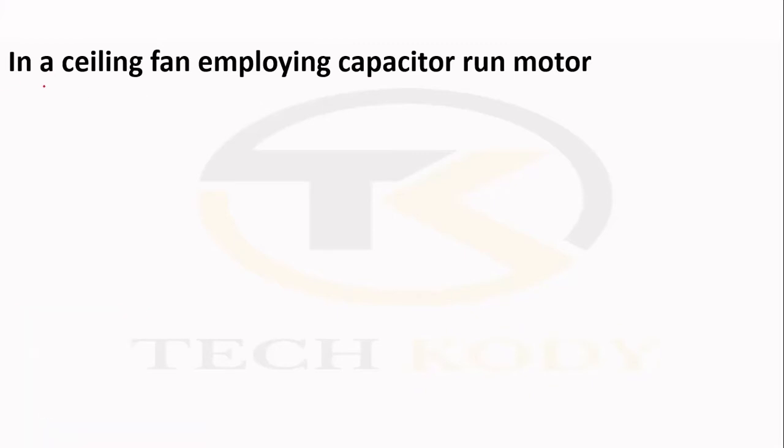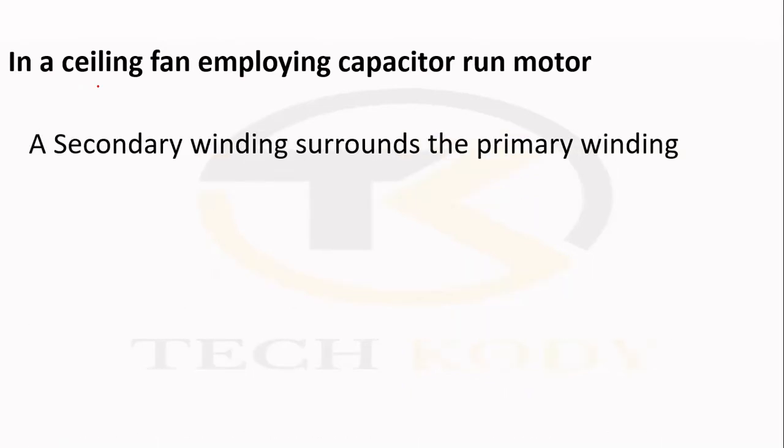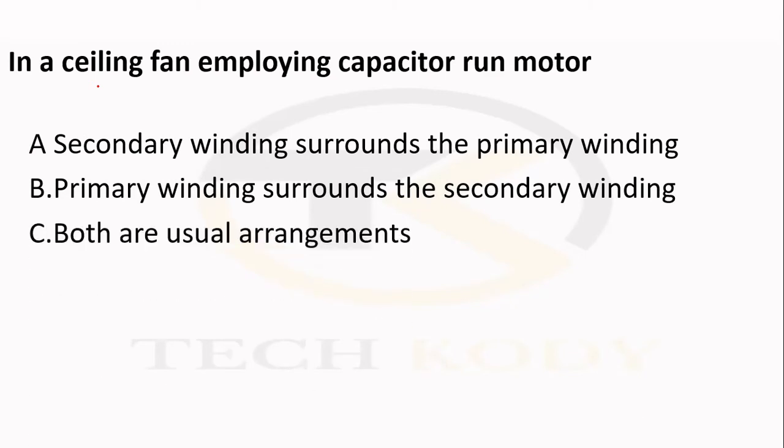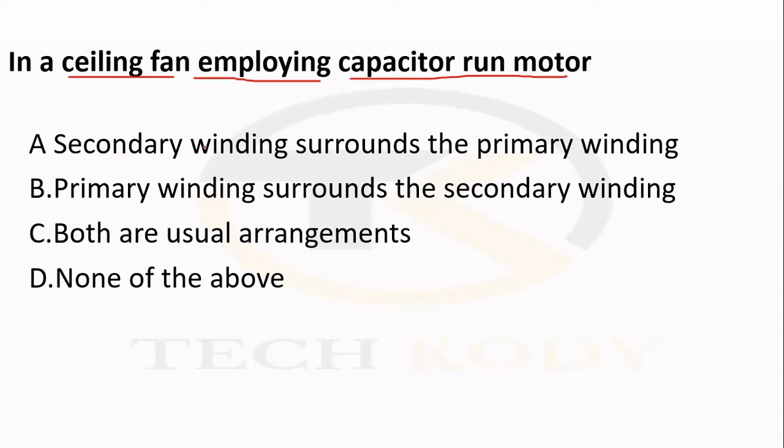In a ceiling fan employing a capacitor-run motor, the secondary winding surrounds the primary winding, the primary winding surrounds the secondary winding, both are usually in parallel arrangement, or none of the above. In a ceiling fan employing a capacitor-run motor, you can see that the secondary winding surrounds the primary winding.